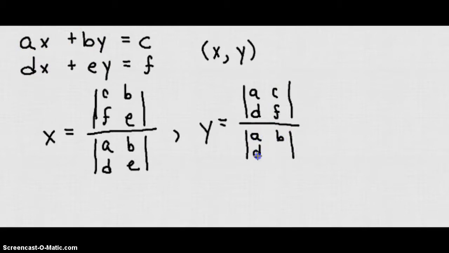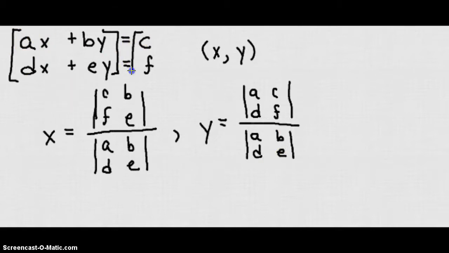Now this is a lot to remember. And just some general tricks that I use to remember it. I notice that the bottom determinants include the left half of the equations in the order that they're in. So notice the coefficients of the x's go here on both denominators, and the coefficients of the y's go here on both denominators, just how they're written in the problem.